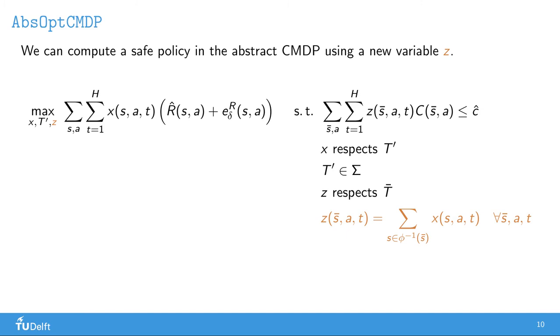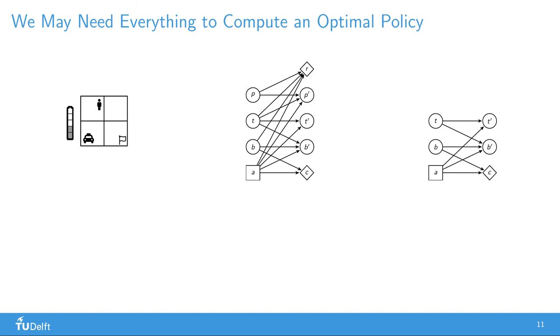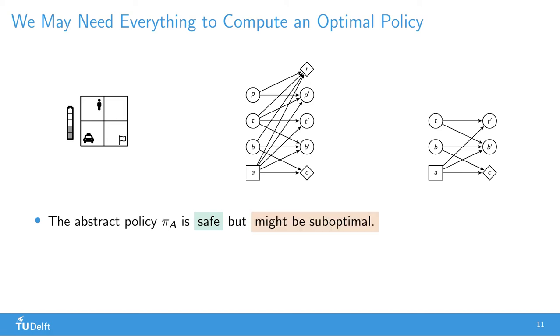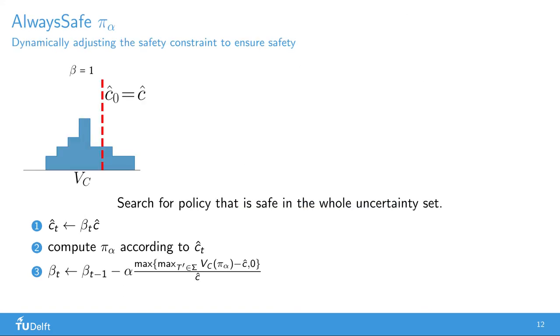A solution to this LP induces two policies, one abstract policy and one ground policy, which have some interesting properties. The abstract policy is guaranteed to be safe, since we know the safety dynamics when we are computing it. However, since it ignores parts of the environment that are relevant for the reward, it might be suboptimal. While the ground policy, although it might be able to reach an optimal performance, has no safety guarantees, as we've seen before. To get the best of the two worlds, we propose a method that dynamically adjusts the safety constraints.